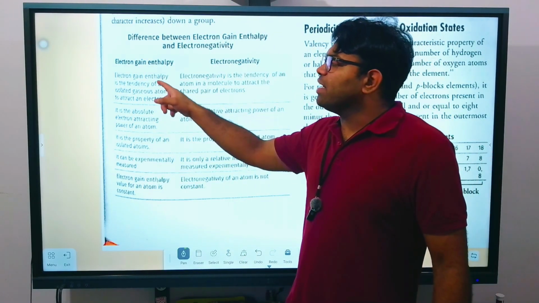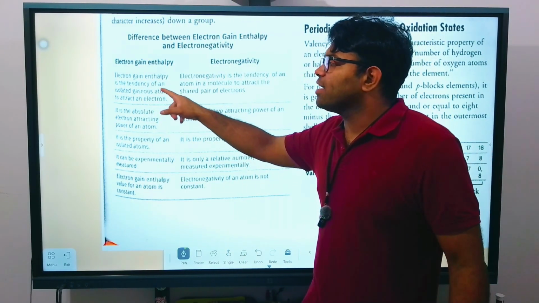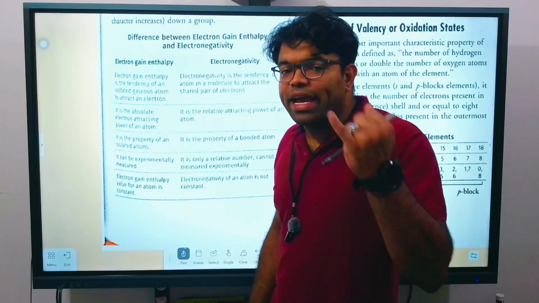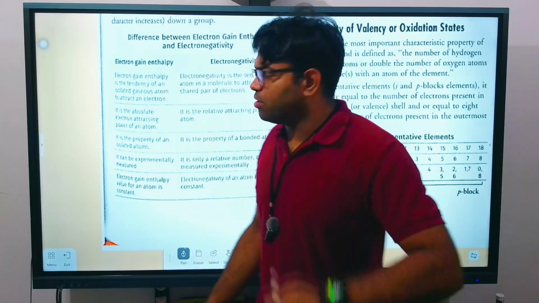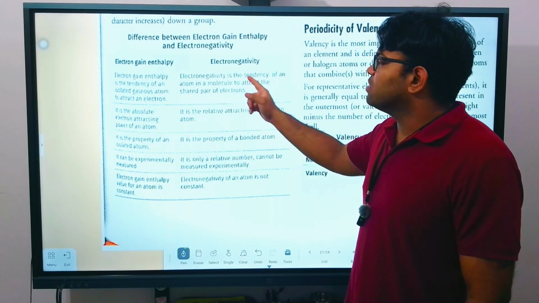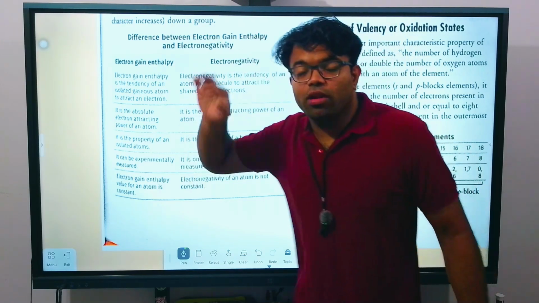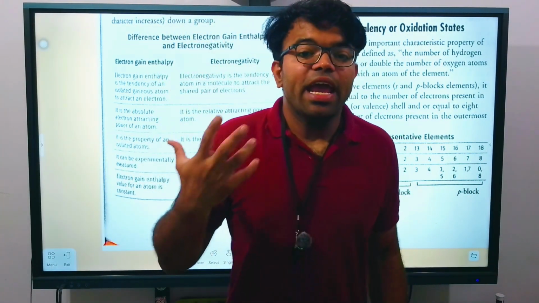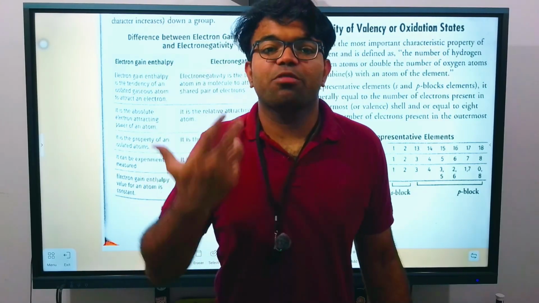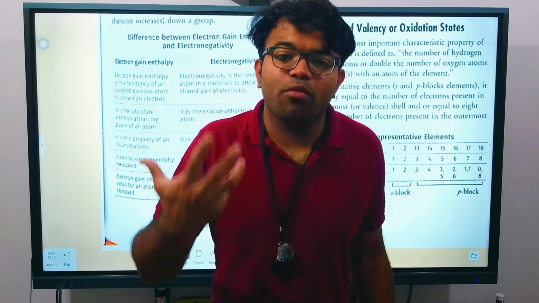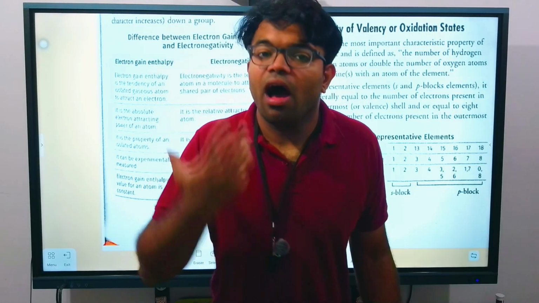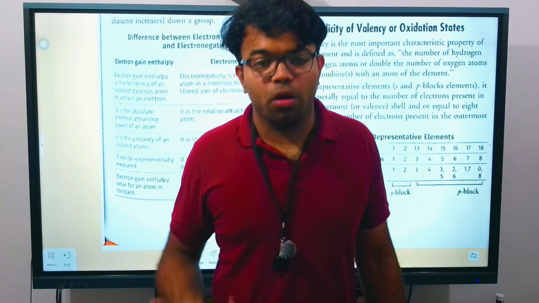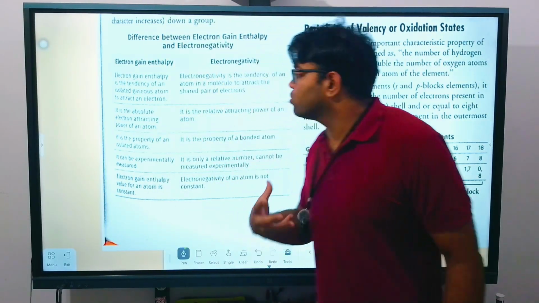Electron gain enthalpy is the tendency of an isolated gaseous atom to attract an electron. It should be isolated, and it should be gaseous in nature. But electronegativity is the tendency of an atom in a molecule. It is not a gaseous isolated atom. It is part of a molecule, and in that molecule, how it behaves, how much selfishness does it show? That is what electronegativity is all about.